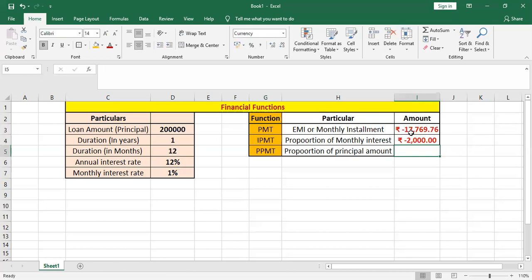Now you can see here is this minus sign. What is this minus sign? It is showing as minus because this is our expenditure. That means we are going to pay this money, and that's why it is coming with a minus sign. Okay. Then here it is.